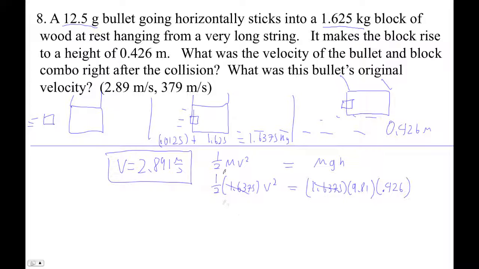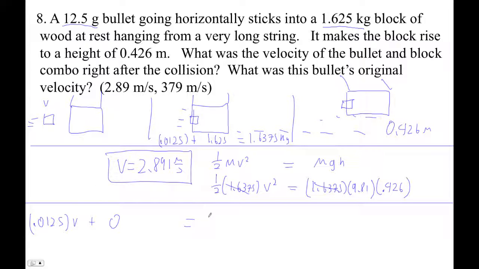Now I need to work backwards. So let's do the momentum layer here. I've got 0.0125 going some velocity here. I'm looking at this picture. We don't know that velocity. The block is not moving. That equals the bullet in the block, which is 1.6375. And here we do need the mass of the block and the bullet. And then it's going 2.89104, et cetera. I'll just use that whole number.